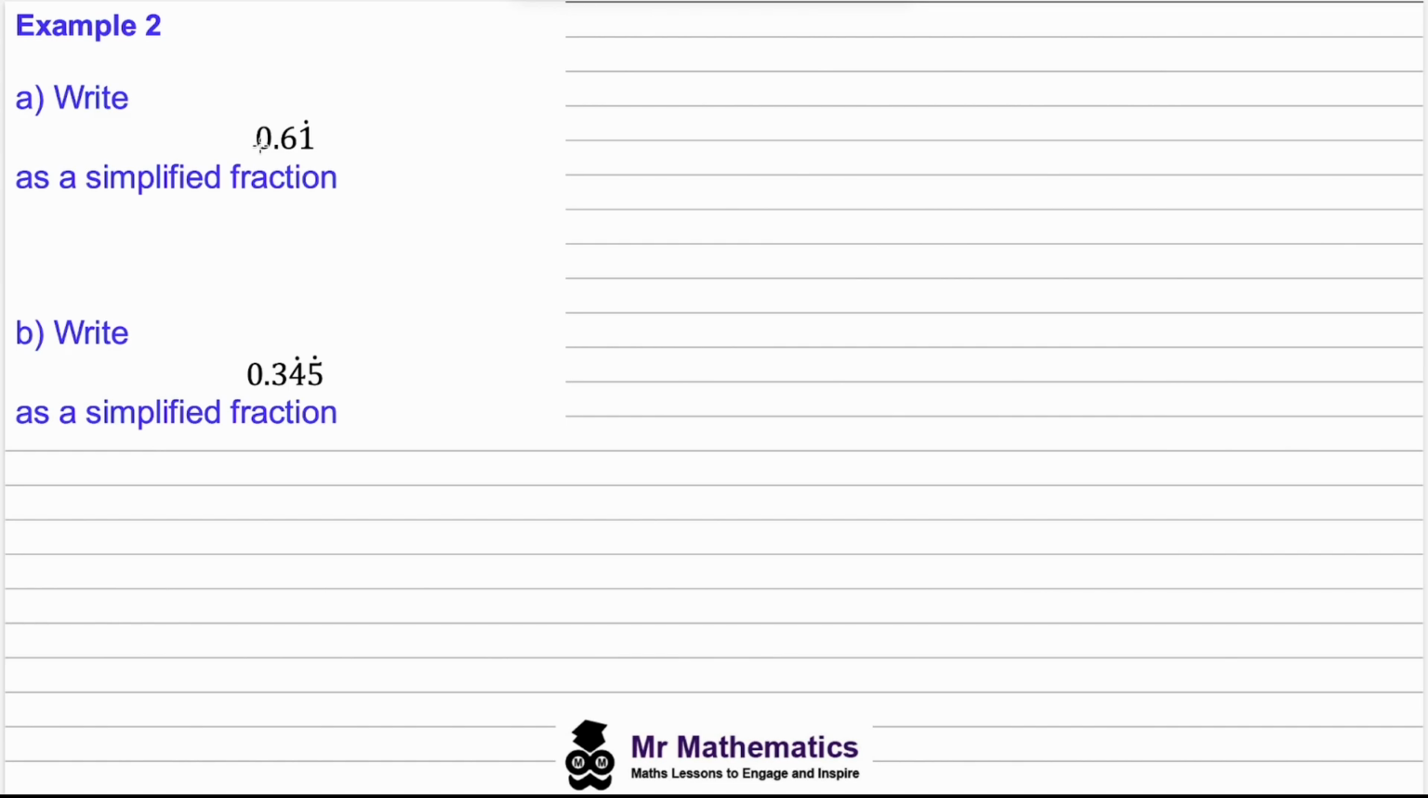Okay, so for example 2, we need to write 0.61 recurring as a simplified fraction. So if we show 0.61111 and so on, you can see that only the 1 recurs. And we can break this up. We can have it as the sum of 0.6 and 0.0111 and so on. Now we know 0.6, we can write as a fraction as 6 over 10 or 3 over 5.